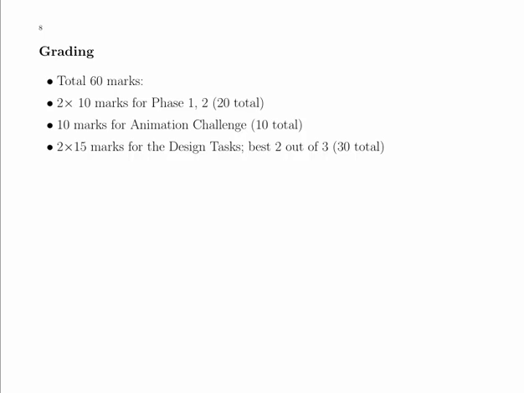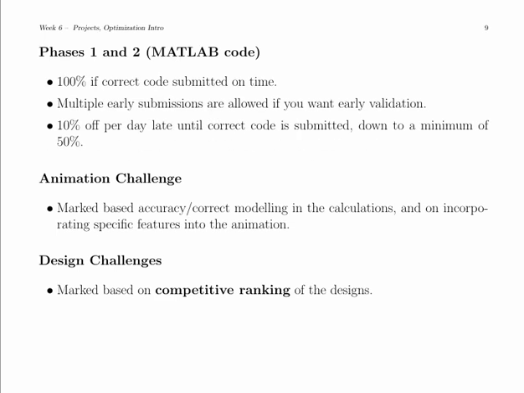The grading on the project itself is going to be out of a total of 60 marks. Out of those 4 submission aspects, there's 20 marks for phase 1 and phase 2, the basic coding steps, 10 more marks for the animation challenge, and the other half of the project is going to be graded on the design tasks, so how well your designs perform.